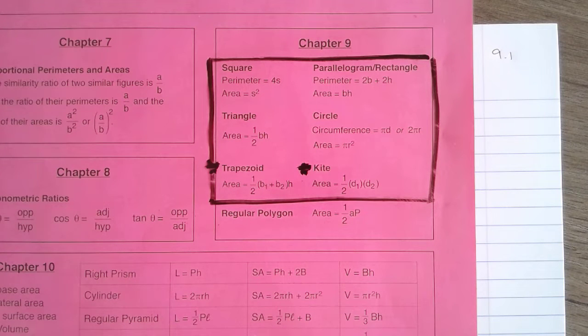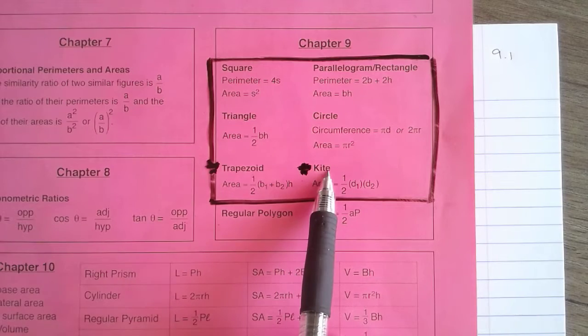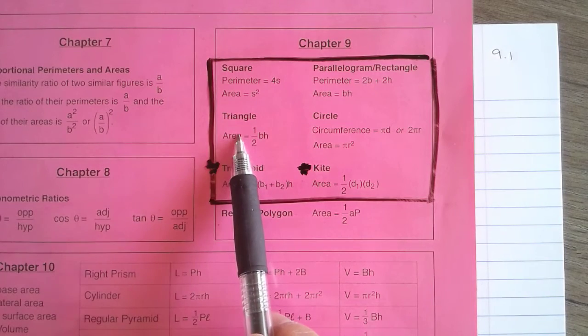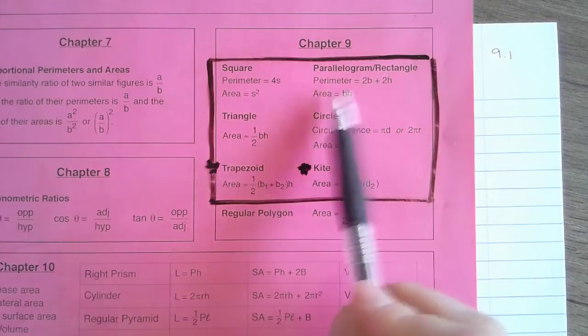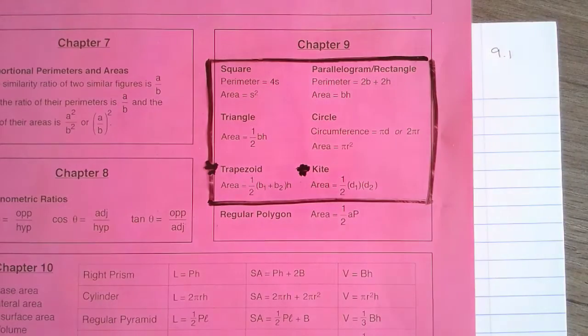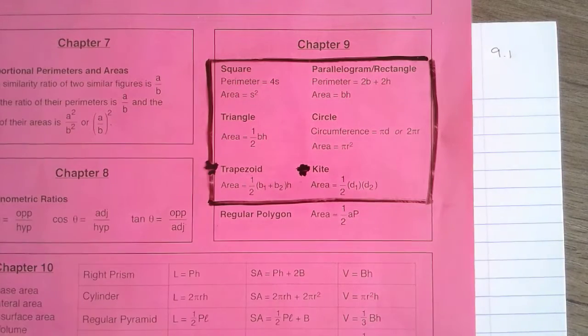If you did not grab your formula sheet, or you do not have a printer at home so that you can print out a second copy, I would like you to pause the video right here and write down some key ones. So write down the trapezoid and write down the kite. You probably have triangle memorized, but feel free to write it down. You probably have rectangle, feel free to write it down. But if you do not have a formula sheet, please copy down the trapezoid and kite right now.